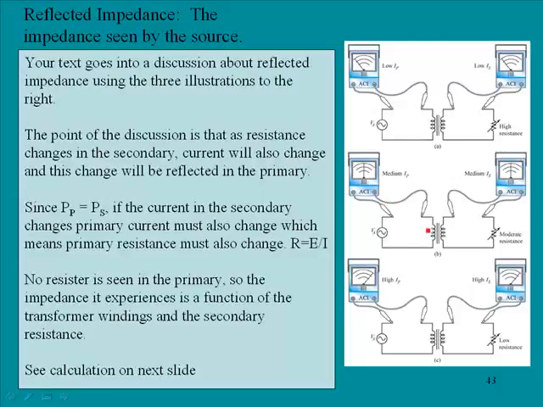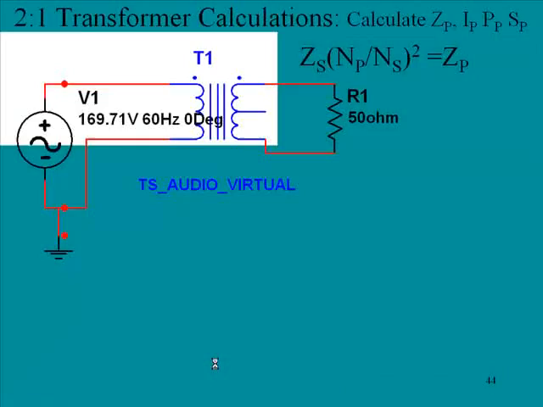The resistance that is experienced in the primary is a function of the turns ratio and the resistance that you see in the secondary. Remember we talked about how the power in the primary equals the power in the secondary. So if the secondary current goes up, then the primary current must adjust. Okay, so let's do another calculation.